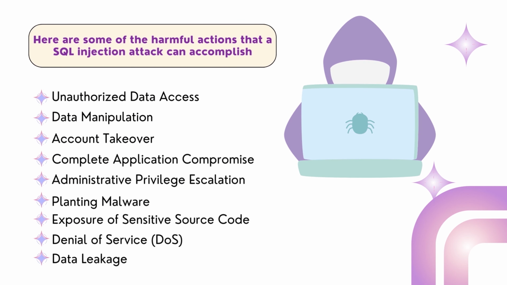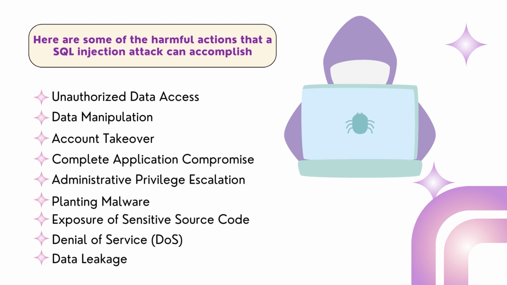Furthermore, we will talk about some of the harmful actions that a SQL injection attack can accomplish. We will start with unauthorized data access. Attackers can bypass authentication mechanisms and gain access to sensitive data such as user credentials, personal information, financial records, and intellectual property. Then comes data manipulation. The attackers can modify or delete data in the database, leading to data corruption, loss of critical information, or even tampering with the integrity of the application.